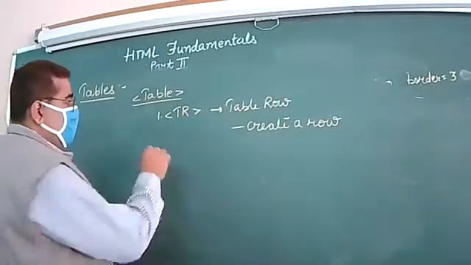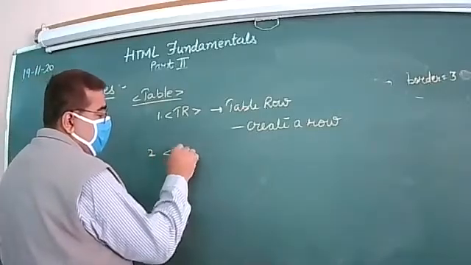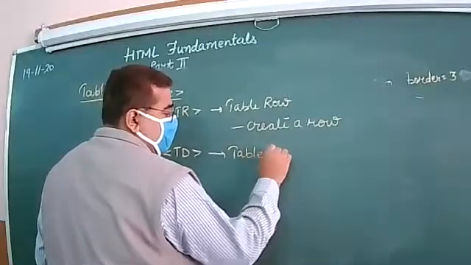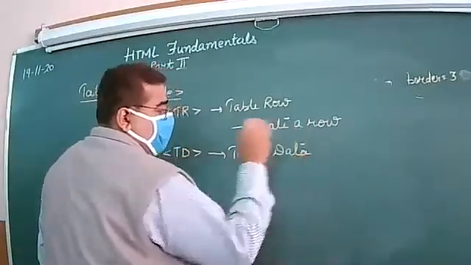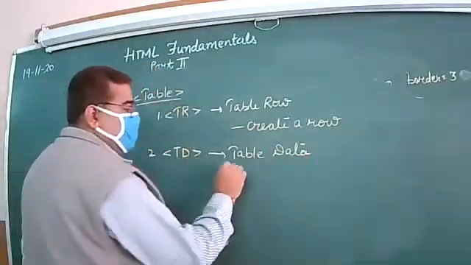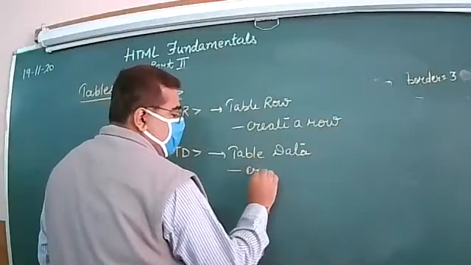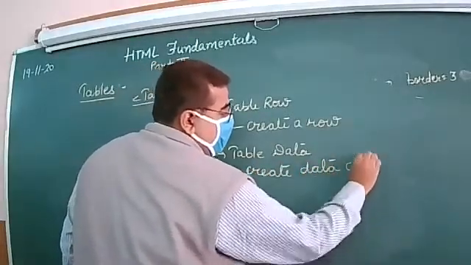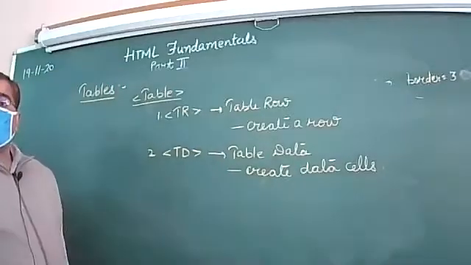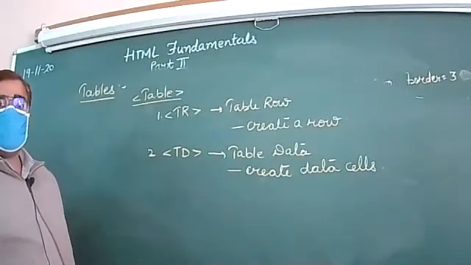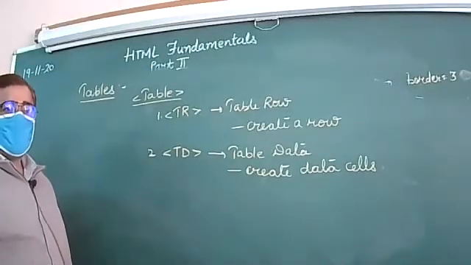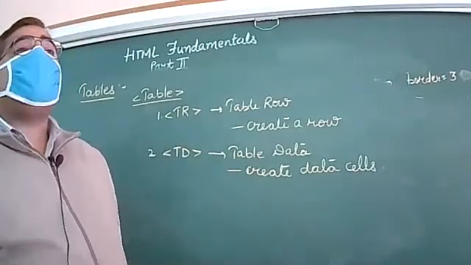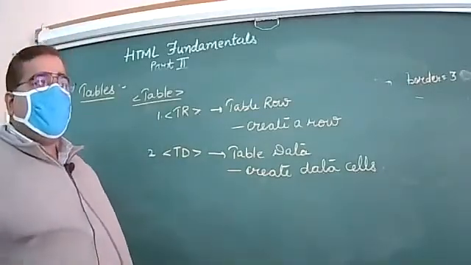Clear? Next tag is TD. TD stands for table data. This tag is used to insert or create data cells. Clear? Whatever data you are entering in the cell, the data or the content of the cell, that is entered because of the TD tag.